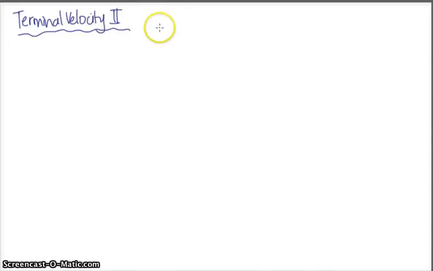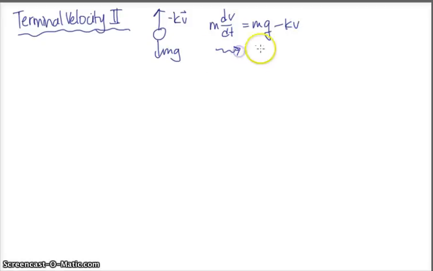In Terminal Velocity 1, we analyzed the motion of an object falling under the influence of gravity and with a linear velocity-dependent drag force, minus k vector v, so opposite the velocity. We started out from Newton's second law, m times the acceleration, which was dv dt, is mg minus kv. We did lots of algebra and calculus and got to the expression v equals mg over k times 1 minus e to the negative k over m times t.